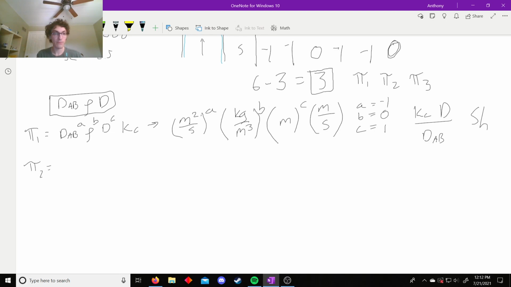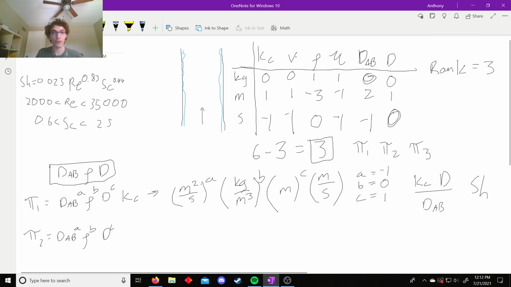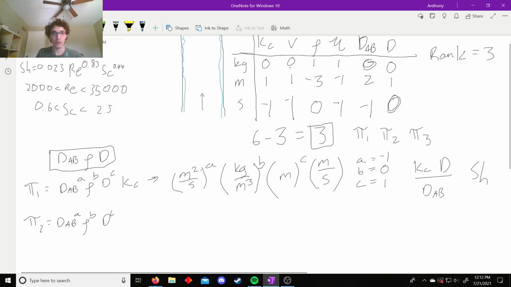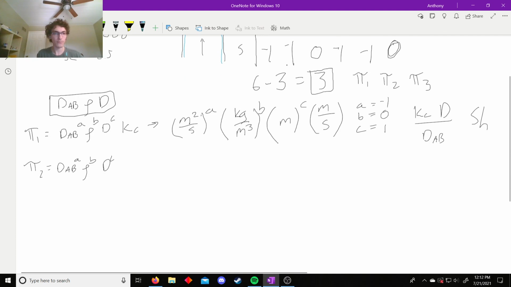So now we're going to do the same thing. So I'm going to rewrite all of this. But instead of using our mass transfer coefficient, we're going to use the next non-core variable that we have, which is velocity. So now we have velocity.